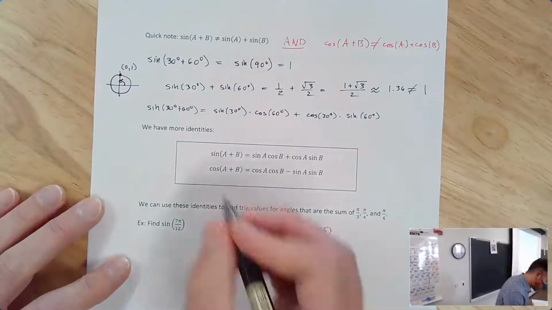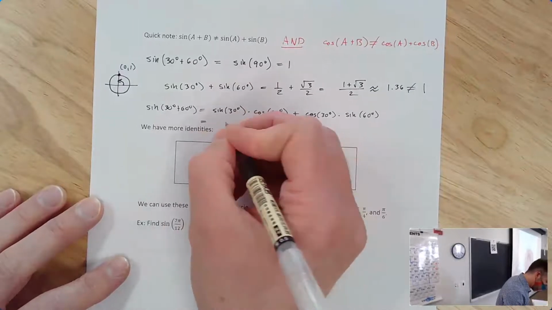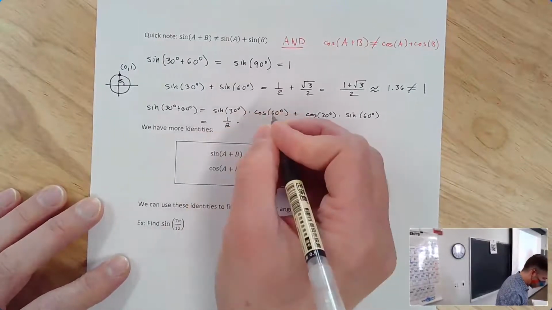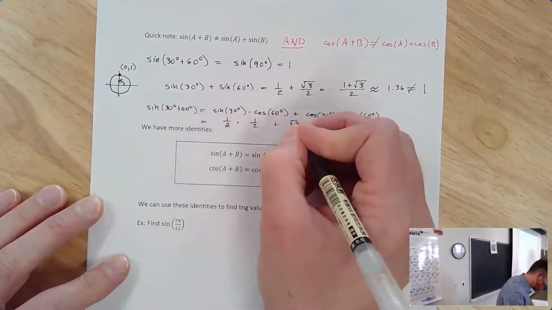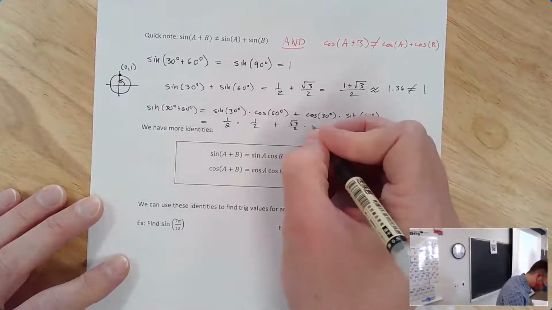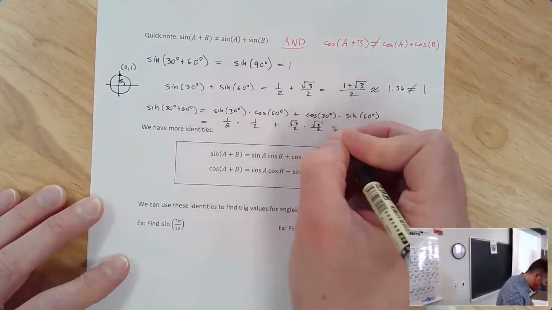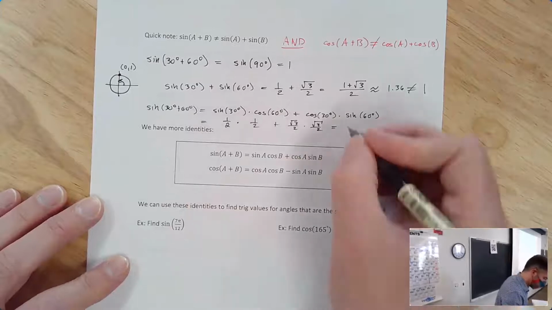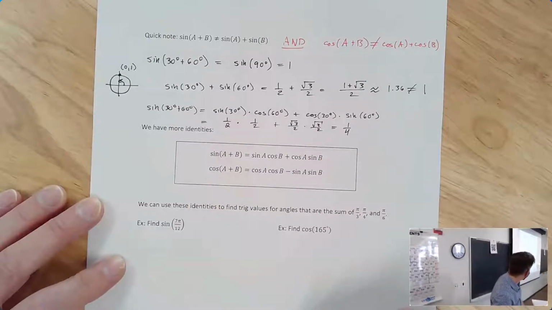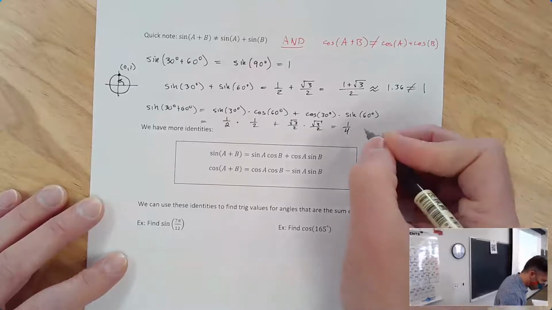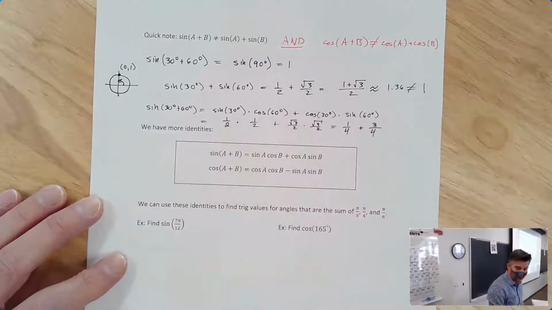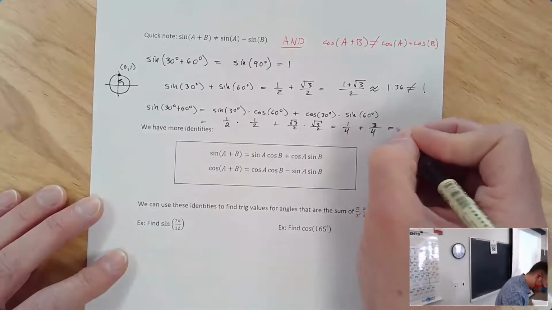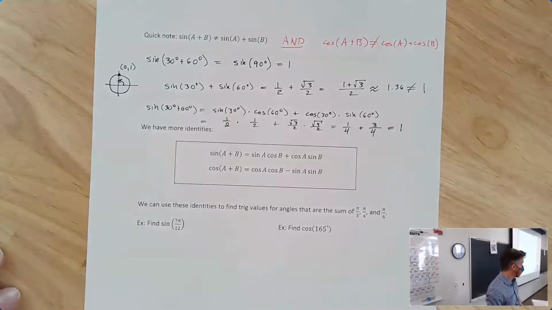Let's see that that's actually true. So sine of 30 degrees is 1/2. Cosine of 60 degrees is also 1/2. Cosine of 30 degrees is root 3 over 2. Sine of 60 degrees is root 3 over 2. 1/2 times 1/2 is 1/4. Square root of 3 over 2 times the square root of 3 over 2 is, well, square root of 3 times square root of 3 is 3. 2 times 2 is 4. And 1/4 plus 3/4 is 1, which is exactly what sine of 90 degrees should equal.